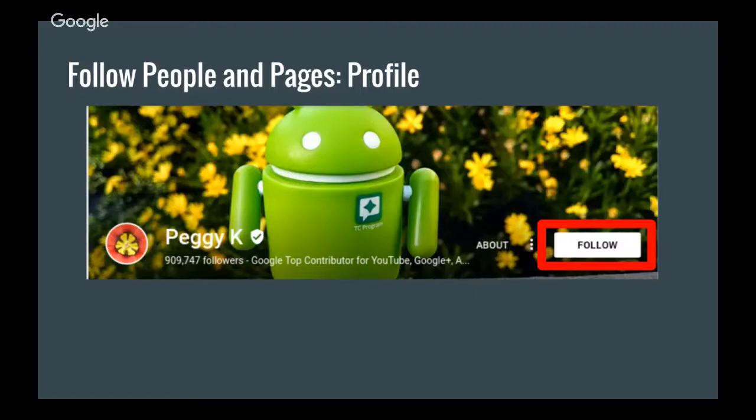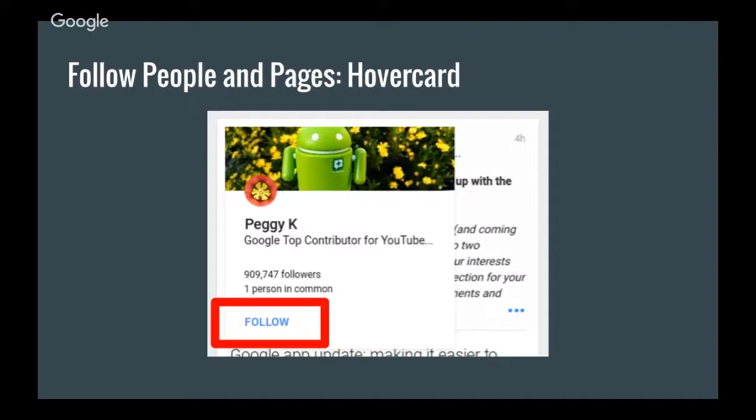The other option is if you see a post from someone who seems really interesting, you can move your cursor over their profile image and a little hover card pops up. There's also a follow link on the hover card. And once you do that, you'll be following that person and you will see their posts on your home screen.